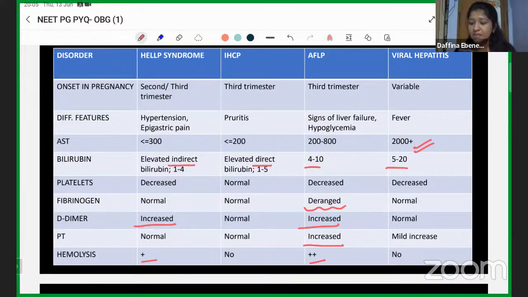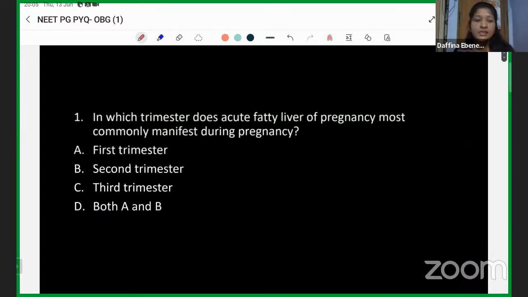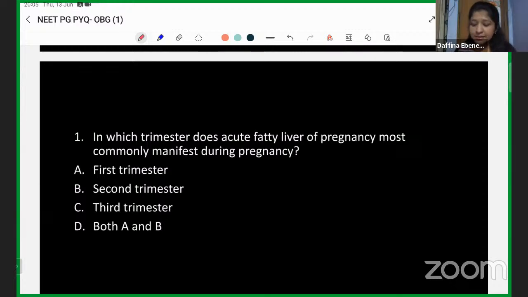Now coming to our question. In which trimester does acute fatty liver of pregnancy most commonly manifest? The answer is third trimester.